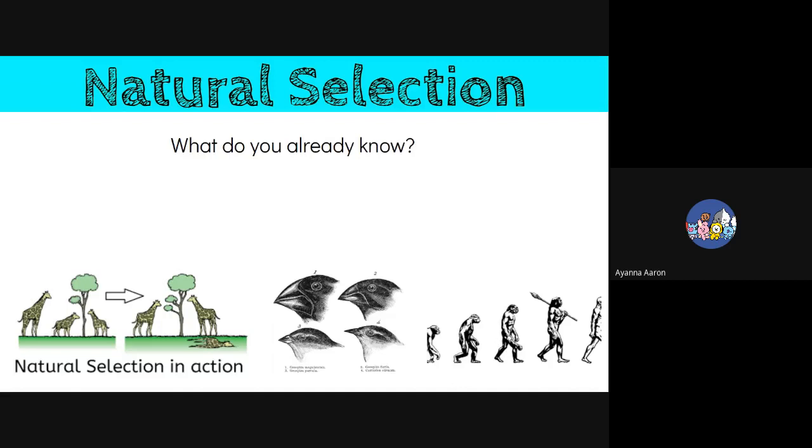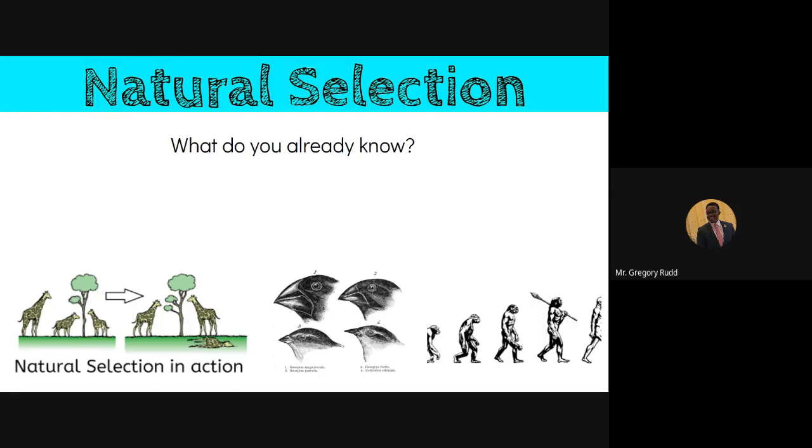Can I say something? Yes, ma'am. Natural selection can occur in many different ways. Excellent. Yeah, natural selection can occur in many different ways, and it can be caused by any number of things. Sometimes it really is totally random. Sometimes it's caused by a natural disaster. Sometimes it's caused by the introduction of a new predator or a new food source.